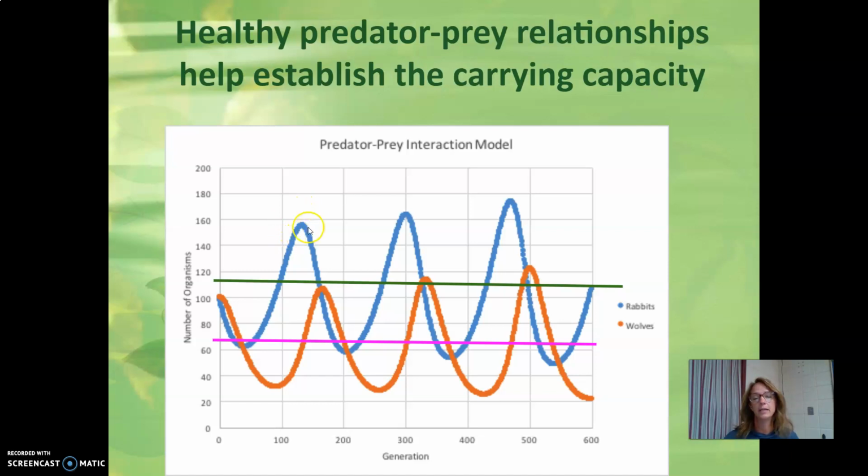Now all of a sudden the bunnies get crowded, they're going to run out of food and water, or maybe disease will spread, or maybe they're tired of getting eaten by wolves, so they move away. Either way, their population goes down. Right after that, the wolf population goes down. This green and pink line going through each curve would show you what the carrying capacity for that environment is.